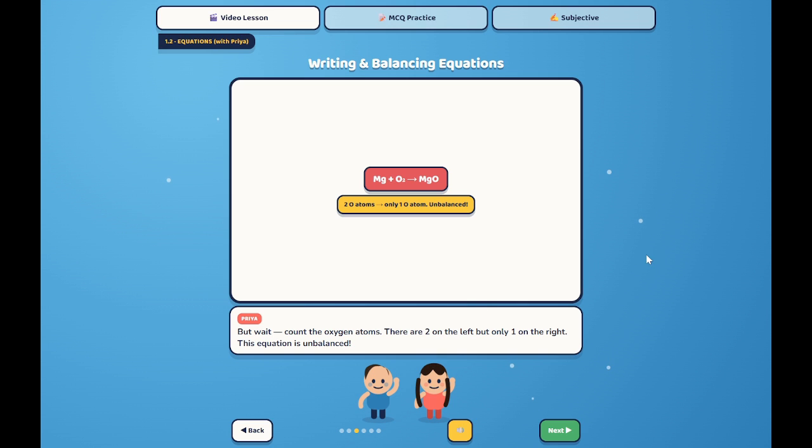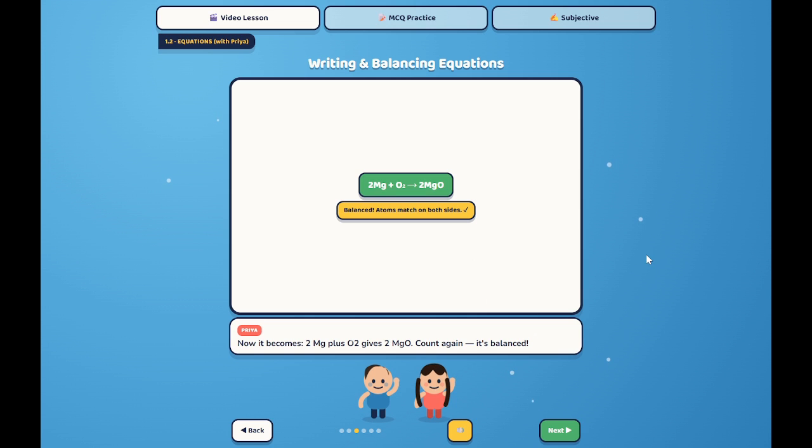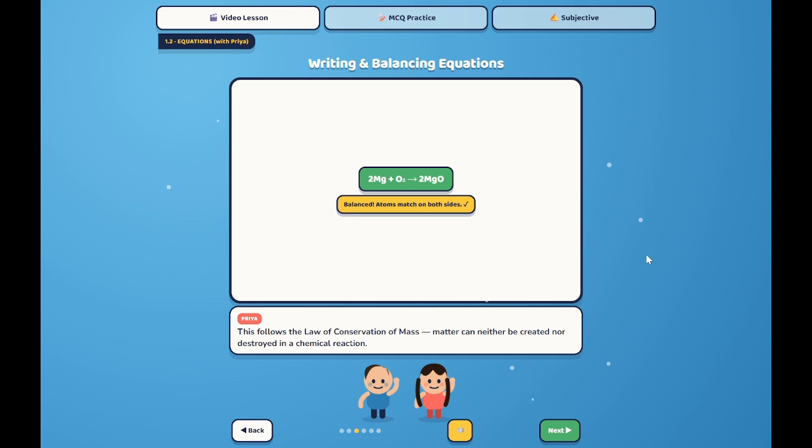This equation is unbalanced. To balance it, we adjust the numbers in front of each formula, without changing the formulas themselves. Now it becomes 2 Mg plus O2 gives 2 MgO. Count again, it's balanced. This follows the law of conservation of mass. Matter can neither be created nor destroyed in a chemical reaction.